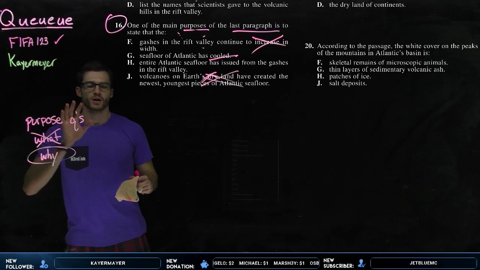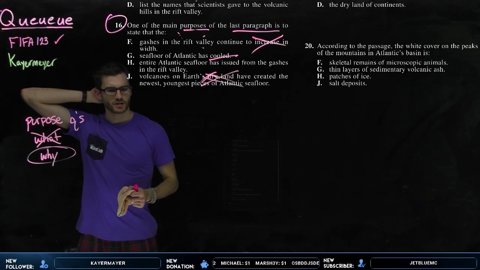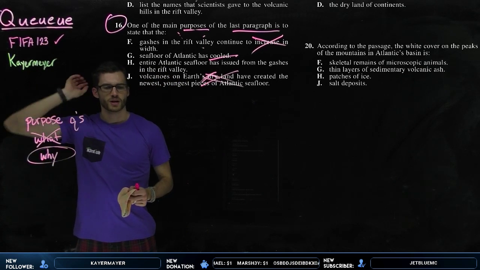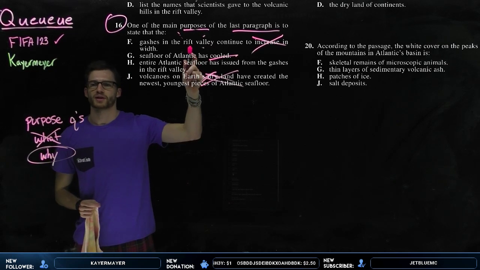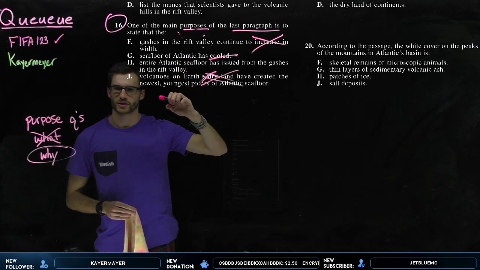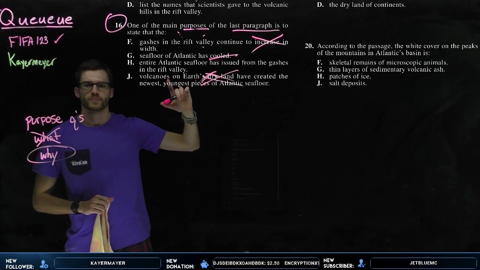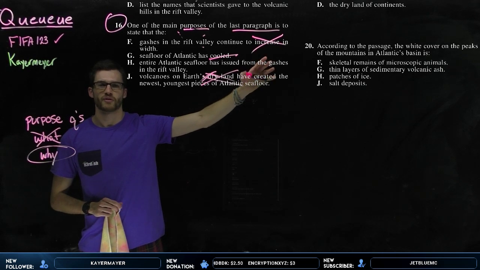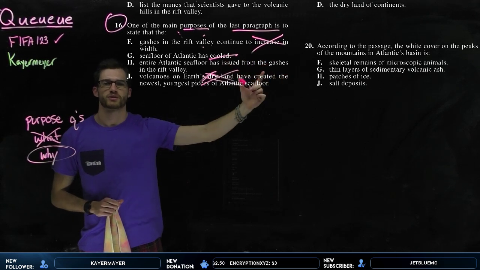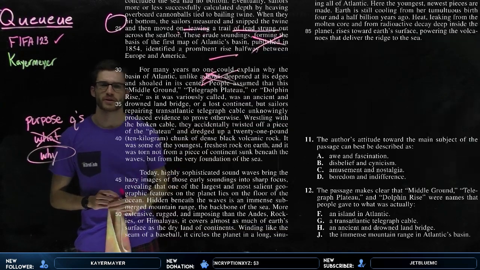Yes. Okay, so Mojo asks: why doesn't H get crossed out since it has Rift Valley too? That's a good point, because I crossed out the wrong thing in F. So Rift Valley is not the problem. That's what this passage is about. But F is contradictory to a fact in the passage. It's not still increasing, so F is wrong. It does talk about the Rift Valley.